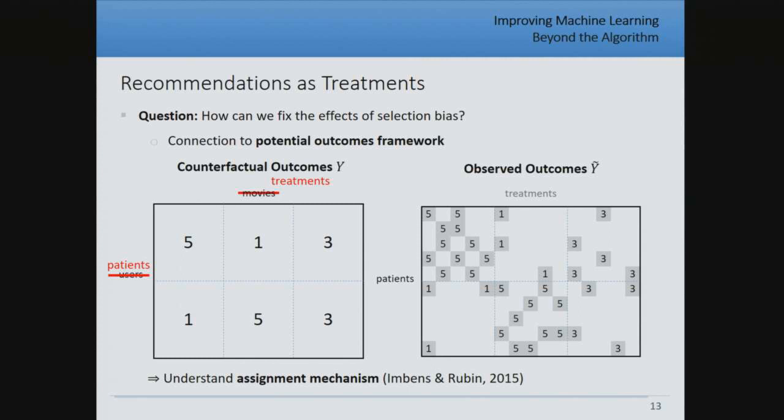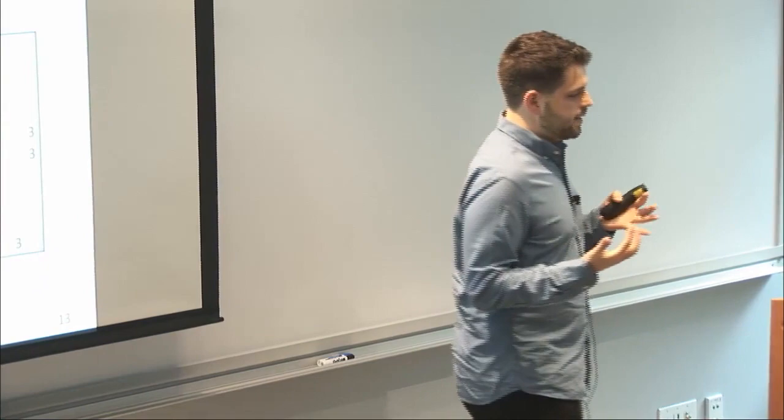So the key idea in our paper is to solve this by connecting it to the potential outcomes framework from causal inference. And in the potential outcomes framework, you often think about patients getting treatments. For each patient, you would only get to observe the outcome of the treatment which he or she got assigned to. And the counterfactual question is then how a patient would have fared under a different treatment, different from the one that you prescribed.